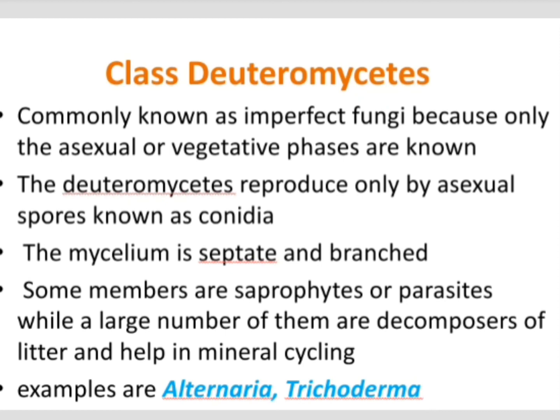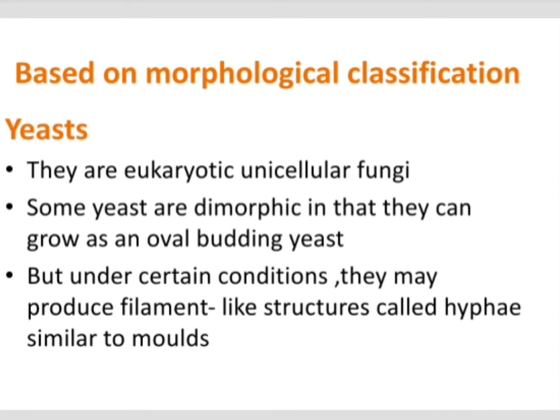The conventional classification of fungi is over. Now, based on morphology, fungi can be classified into 4 different groups. Yeast, they are eukaryotic unicellular fungi. Some yeasts are dimorphic, that means they can exist in 2 different forms. One form is the normal oval budding yeast, and the other form is, in certain conditions, this budding yeast will form a filamentous structure called hyphae, similar to that of other molds.